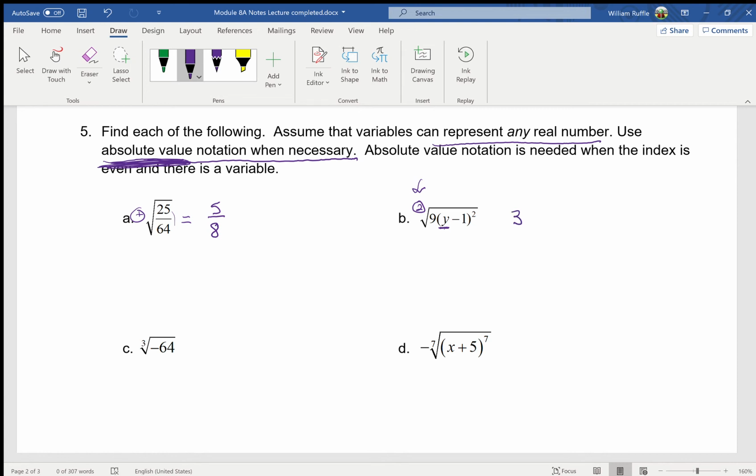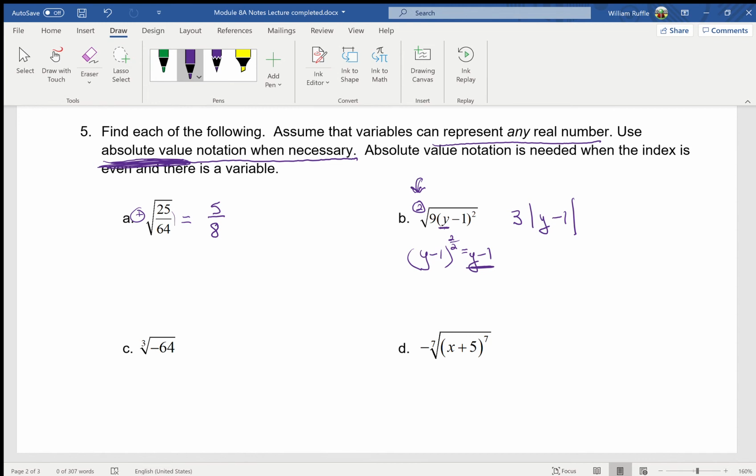Now, for the square root of 9, that's simple. That's just 3. Now we have to do the square root of y minus 1 squared, but if we think about it, it's really y minus 1 to the 2 over 2, which is just equal to y minus 1 to the first power, just y minus 1. But there's a letter here, so what I have to do is put it in absolute values. Okay? Anytime there's an even index with a letter, I have to use absolute values.